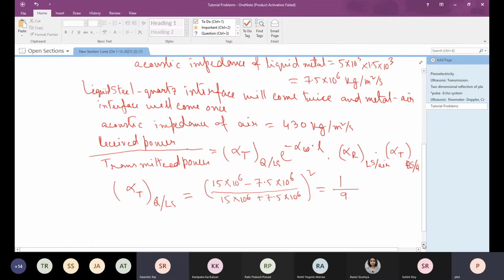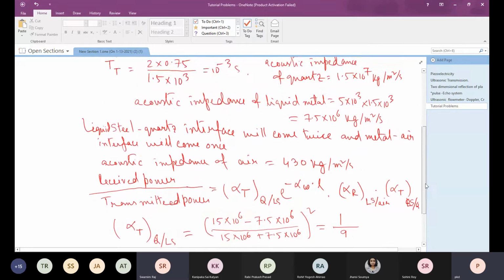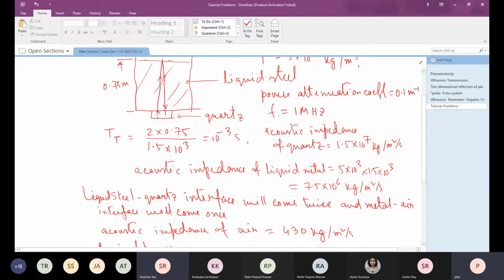Sir, if we are calculating received power, should we not also consider the reflection from the quartz to liquid steel interface when the signal is entering from quartz to liquid steel? Quartz to liquid steel is this alpha transmission, the first one. But shouldn't we consider reflection from that surface as well? No, because it is going forward, so transmission is considered. But sir, it is asked what is the received power, from whichever surface.